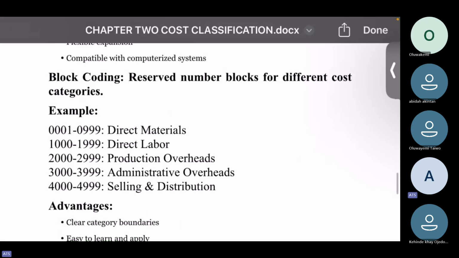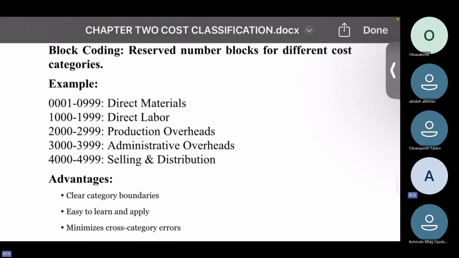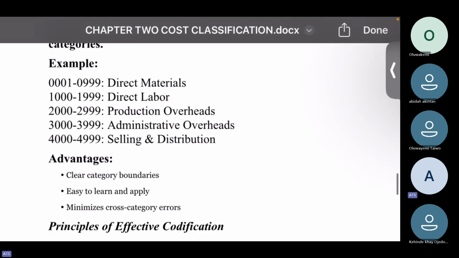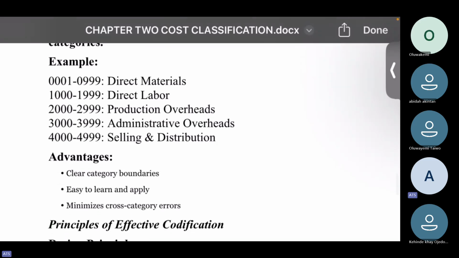And then you have block coding. In block coding, you have reserved number blocks for different cost categories. So here an example is you have 1 to 999 for direct materials. So anything direct material can be given that number. Whenever you see the number, you know it falls under direct materials, right? It is clearer. There are boundaries for each category. It is easier to learn and apply, and it minimizes cross-category errors, because whenever you see a number, you know what category it belongs to.